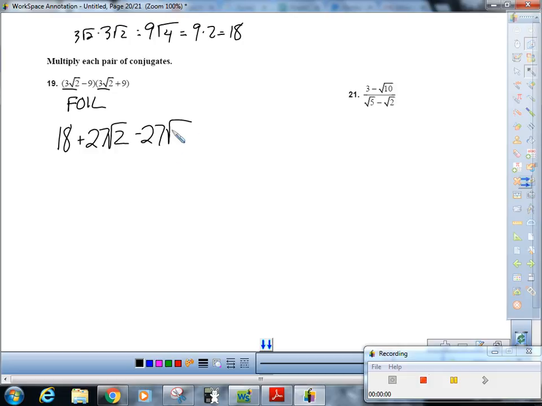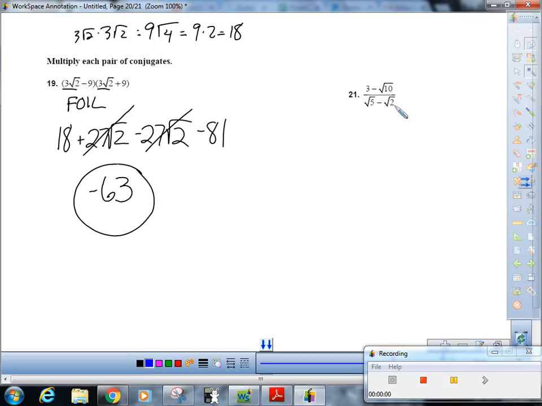Well, let me tell you, this is the nice thing about the conjugate, is you always get rid of those middle two terms. And then you're left with a minus 81. So your answer is 18 minus 81. And 18 minus 81, oh gosh, what is that? Oh, negative 63, I believe. Yeah. Okay, so what's the point of a conjugate? The point of a conjugate is in this next one.